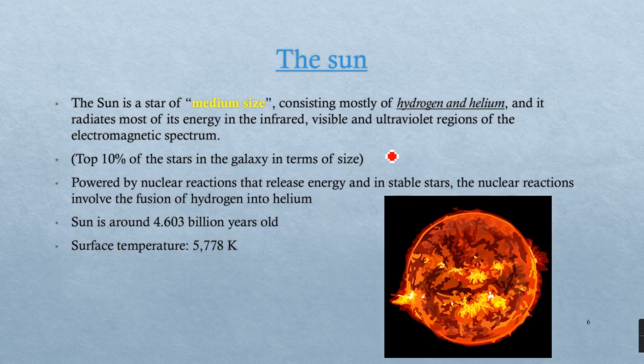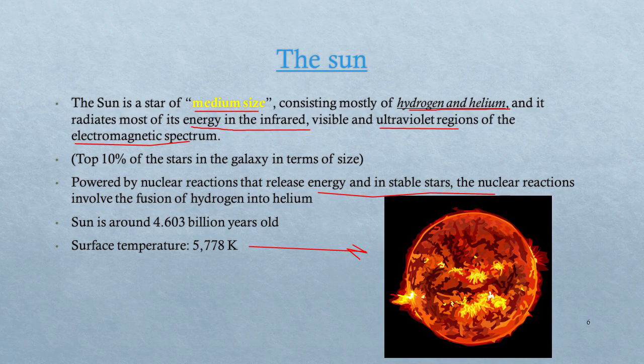Now let's talk about the star that we focus on in our solar system, which is the sun. The sun is, quote-unquote, a medium-sized star. It consists mostly of hydrogen and helium right now, and it emits energy like infrared energy, visible light, and ultraviolet regions as well, in the electromagnetic spectrum. Now the sun is in the top 10% in terms of size, and it's powered by the nuclear reactions releasing energy due to the fusion of hydrogen and helium.